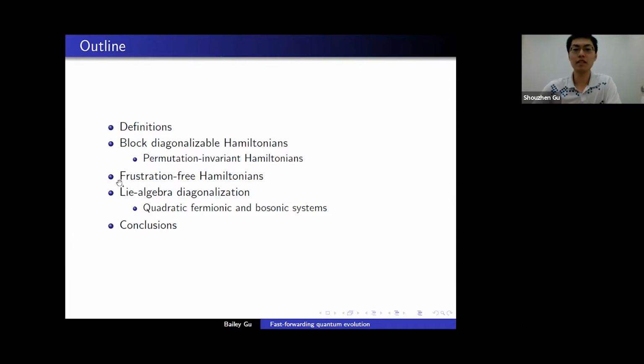We also consider frustration-free Hamiltonians. For these Hamiltonians, we restrict to a subspace of low energy, and within this subspace we're able to achieve quadratic fast forwarding, a type of polynomial fast forwarding. And lastly, if we have time, then I'll also talk about Lie-algebra diagonalization. Using this method, we can get systems like the quadratic fermionic and bosonic systems. And finally, I'll give some concluding remarks.